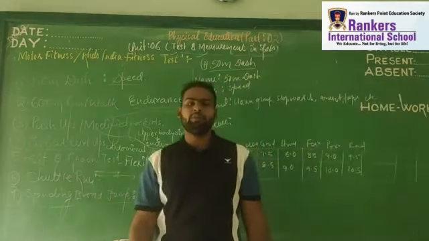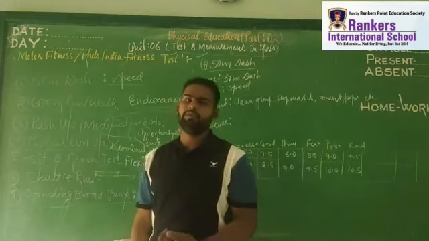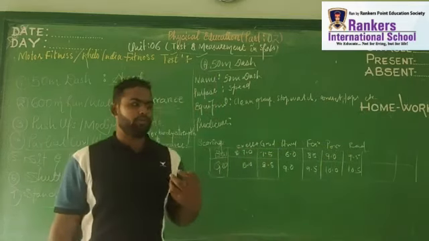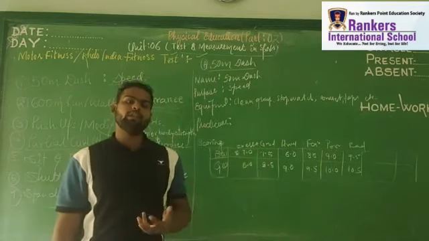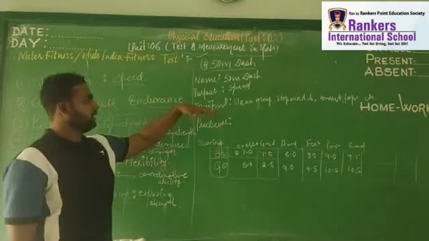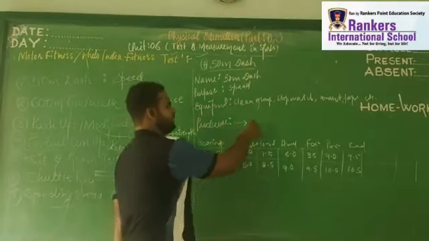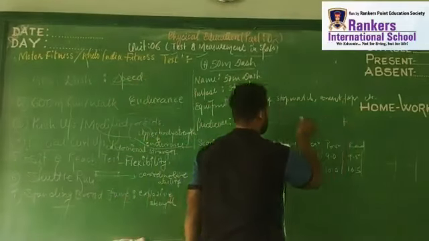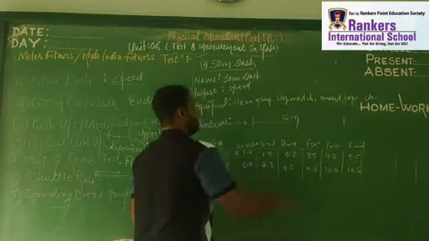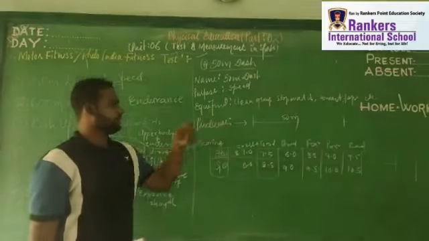What is the procedure? In the standing position, as and when the start signal is given, an individual will have to start running. As and when they start running, they have to finish this 50 meter dash. It means it's a straight path, and the path has to be completed in some seconds.